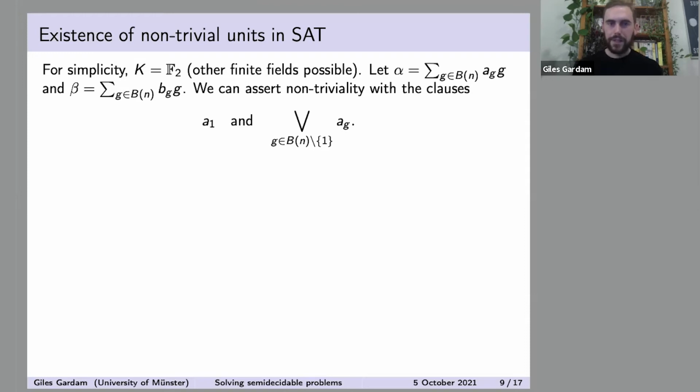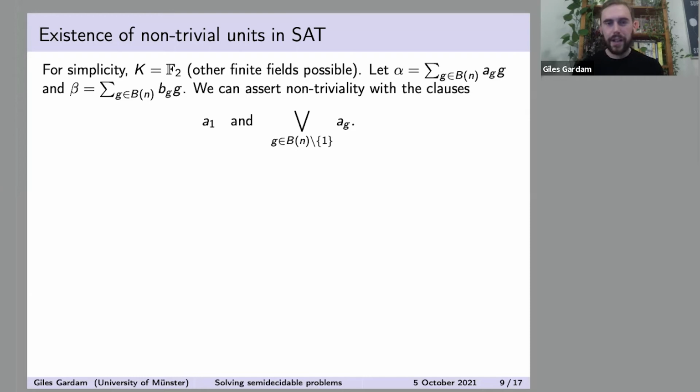Okay, so let's say we're going to try and find a solution supported on the ball of radius n. Fix my group elements: alpha is the sum of a_g g, and beta is the sum of b_g g. So a_g and b_g are our field coefficients. Now I'm just trying to solve some quadratic system of equations over the field. And this is the way I turn it into SAT.